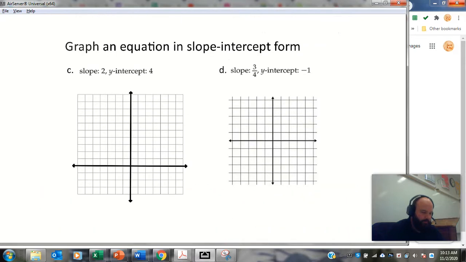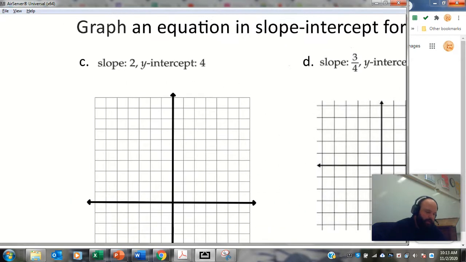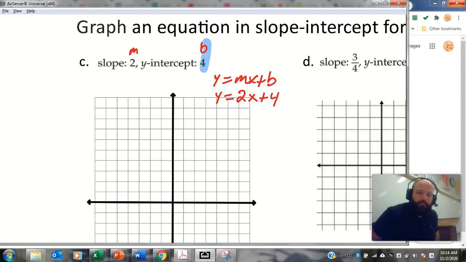Okay, we're going to do 2 more. So once again, here's my y equals mx plus b. You can see my slope is 2. So I have y equals 2x plus 4. We always start with the b, the beginning. So in this case, it's 4. So on the y-axis, you're going to go to 4. So start at the origin and count up 4. 1, 2, 3, 4. And put your dot right there.